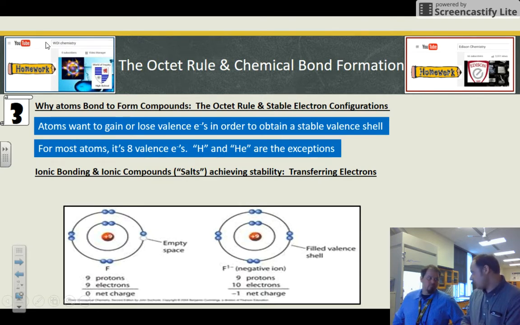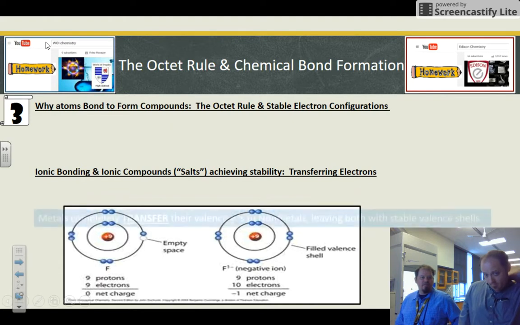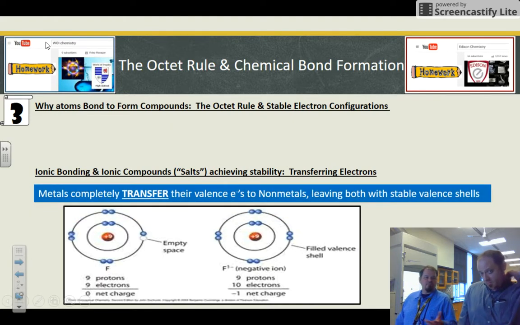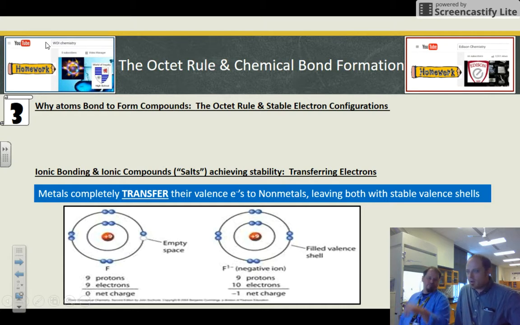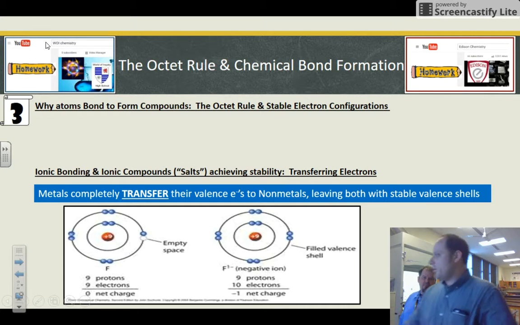Hydrogen and helium are the exceptions because these two elements only have room for 2 electrons in their outside shell. But it's still filled when there's 2, so that is just as stable as having 8. And in the picture, you see that the fluorine -1 ion has gotten that 8th electron to fill its outer shell in that Bohr diagram.